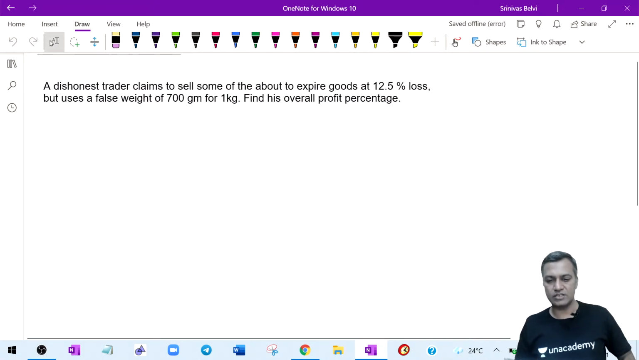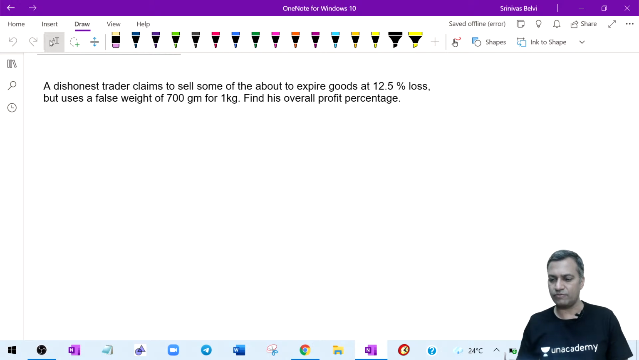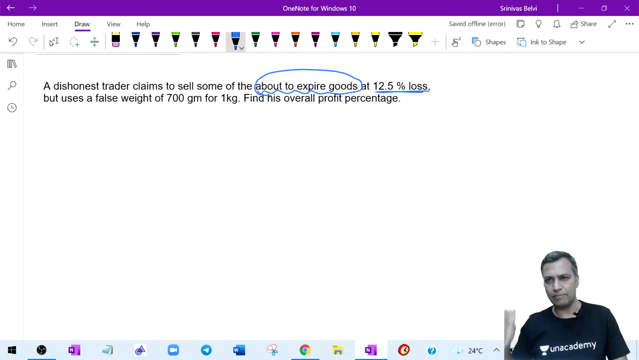A dishonest trader claims to sell some of the about-to-expire goods. Therefore, he says, okay, I will give a discount, which means I'll make a loss of 12.5%. That's what he's trying to say.